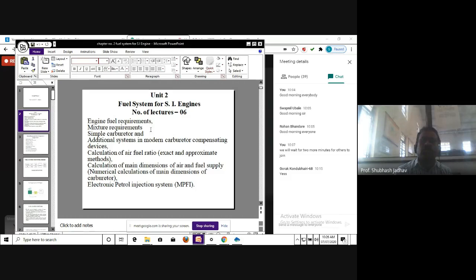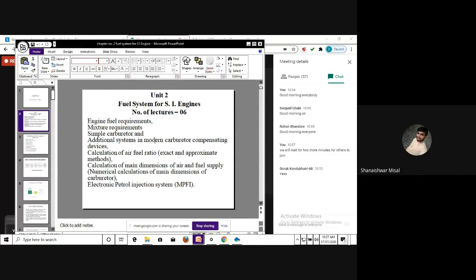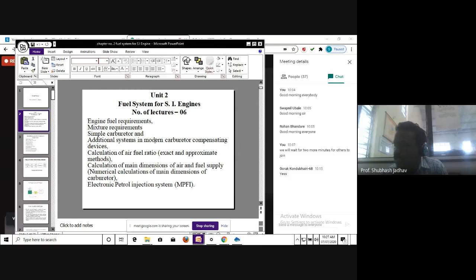Okay, so these are the points related to our syllabus. Here we will be discussing the engine fuel requirements. Then we have the mixture requirements, simple carburetor, and additional systems in modern carburetor, compensating devices, and calculation of air fuel ratio, that is, approximated and exact method.